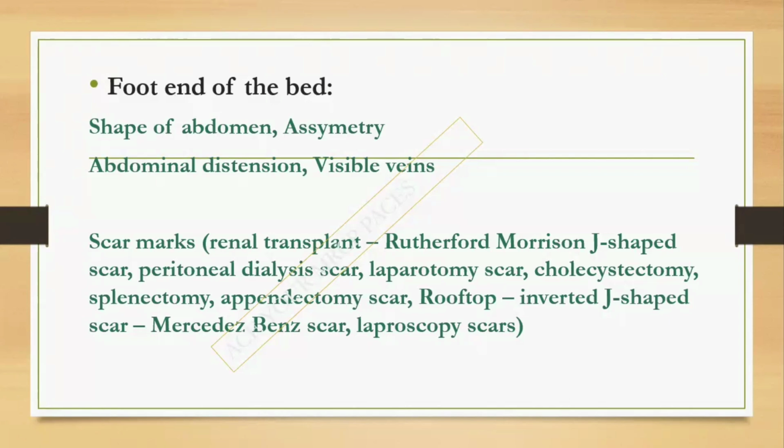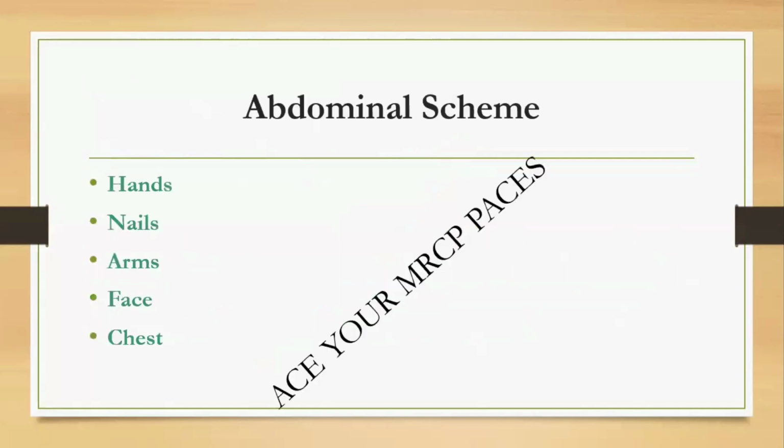There can be a peritoneal dialysis scar, a laparotomy scar, a cholecystectomy scar, and a splenectomy scar. Appendectomy scar, again in the right iliac fossa. And the most important scar for liver transplant is the Mercedes-Benz scar, the rooftop inverted J-shaped scar, and there might be a laparoscopy scar present over there or not. Okay. Again, for PACES, start from the hand examination.